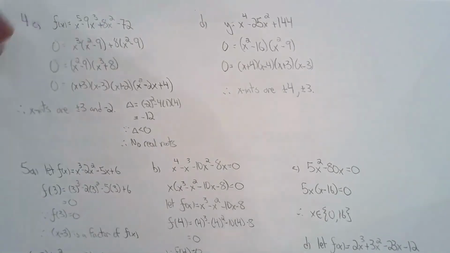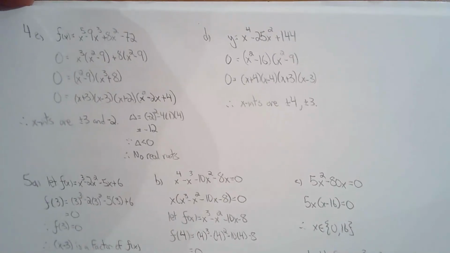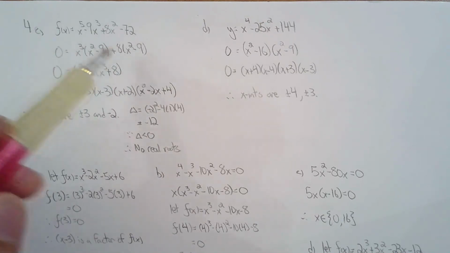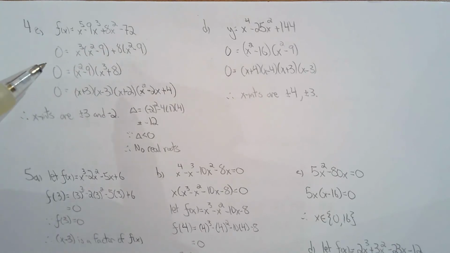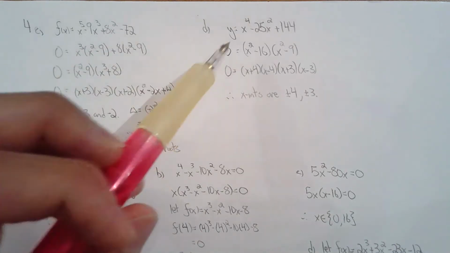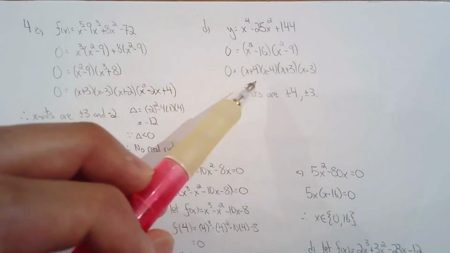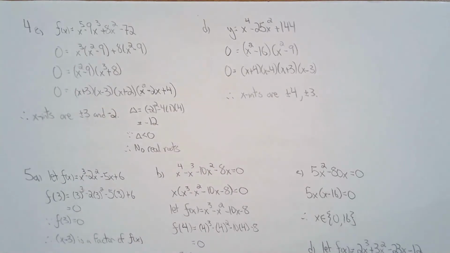Okay, so for 4C and 4D, still not much to say. Ooh, 4C is a quintic. So please don't use factor theorem. I really hope you saw the factoring by grouping technique. For D, convert that quartic to a quadratic, and then factor the difference of squares.